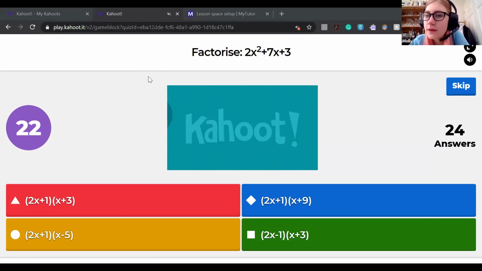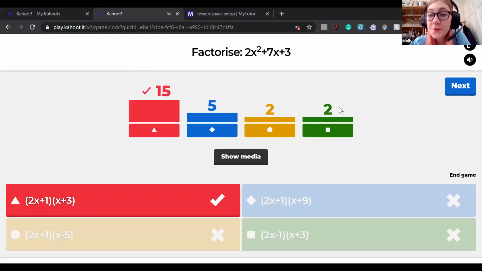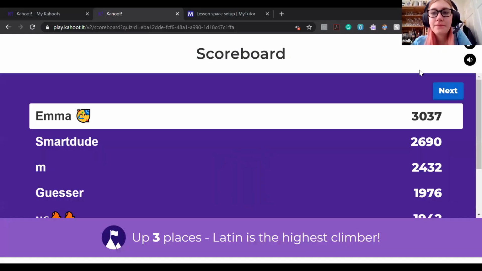Okay, I think everybody's answered. Cool, loads of people got it. As I said, it might have been from expanding that one rather than factorizing, or seeing that this is the only one which gives you 3, but maybe just try on the next one, cover them up.